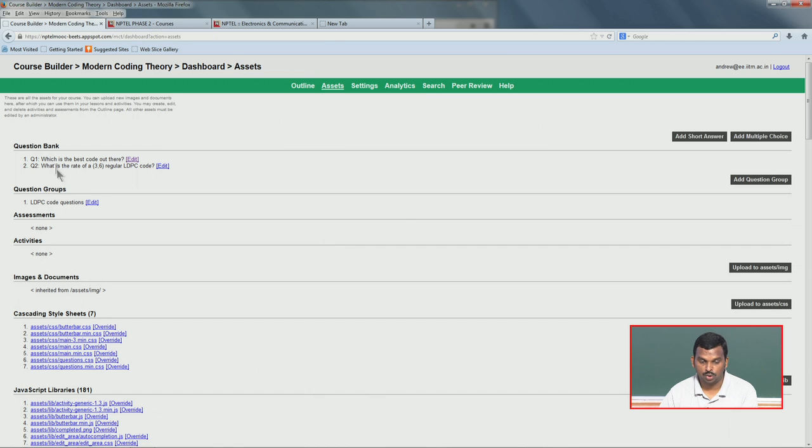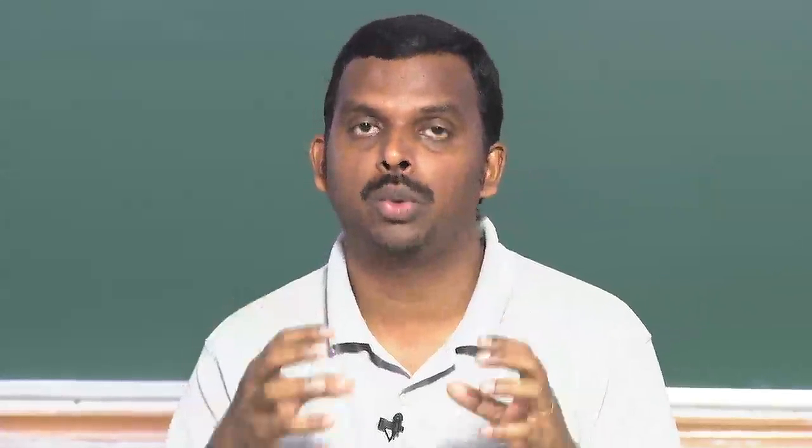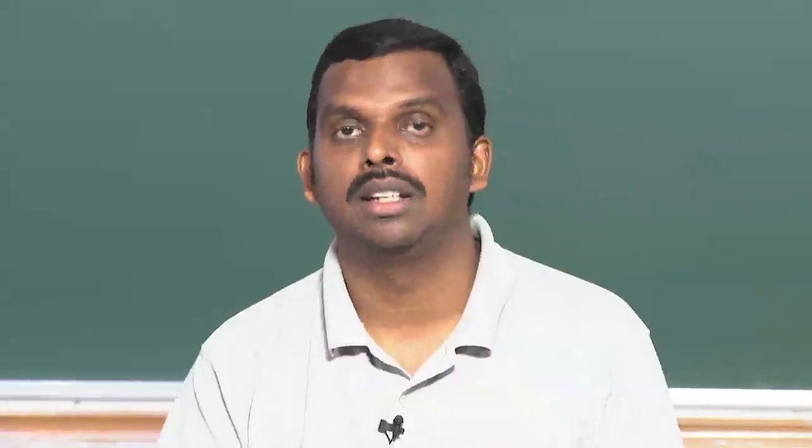Once I save it, you notice what happens here. In my question bank, I have 2 questions, and I have a question group which has LDPC code questions. So, you have to do both first before you can create an assessment. Now we have created a question bank, and from the question bank we have pulled out a few questions and put them into a question group. Now let me see how to make an assessment. How do you make an assessment?